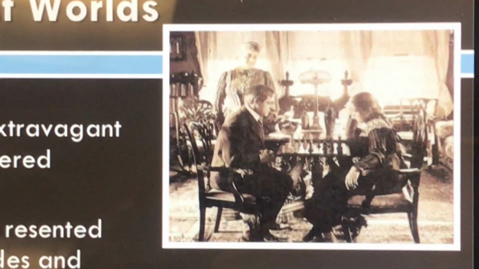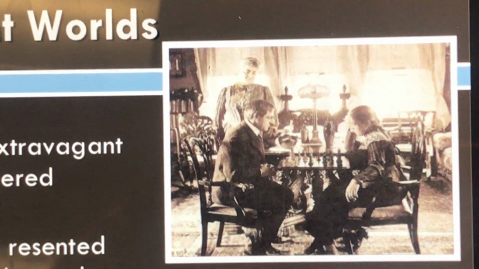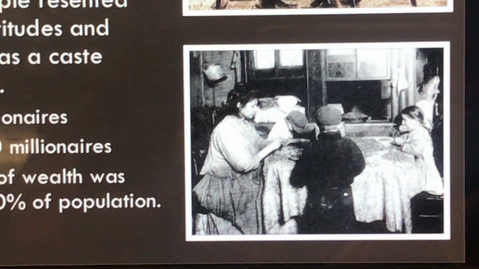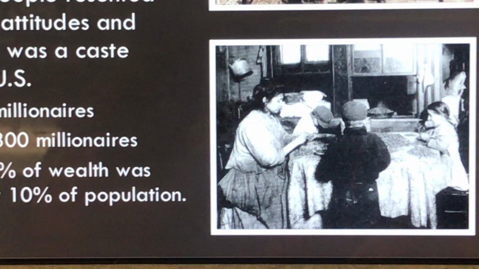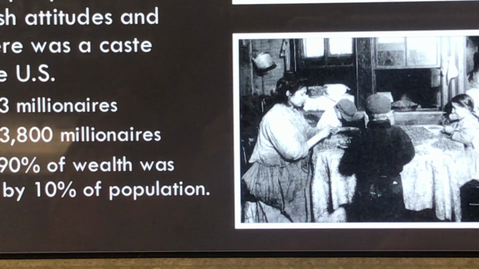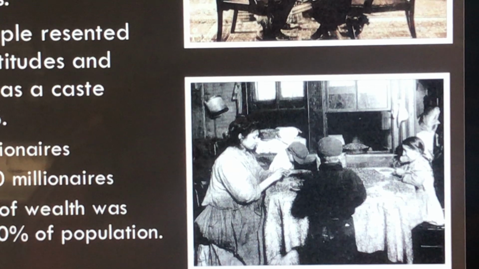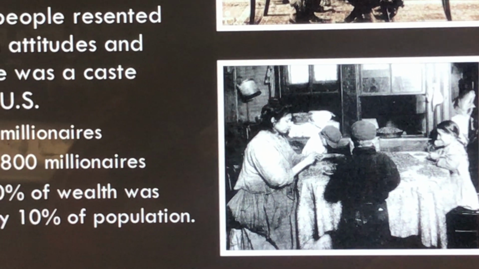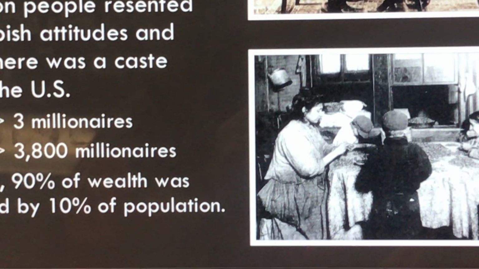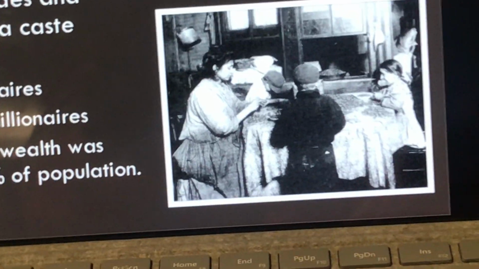So hopefully you can see all of that. And then the bottom picture shows you what the common family would be like. So you can see there's no draperies, no curtains at the windows. The windows are open to let in what little bit of air they can. The family is all gathered around the table eating, but they just have basically a little bowl of something to eat.